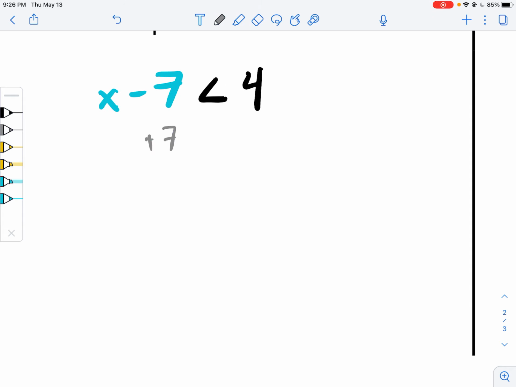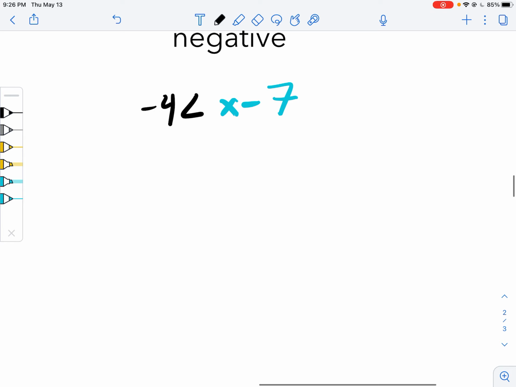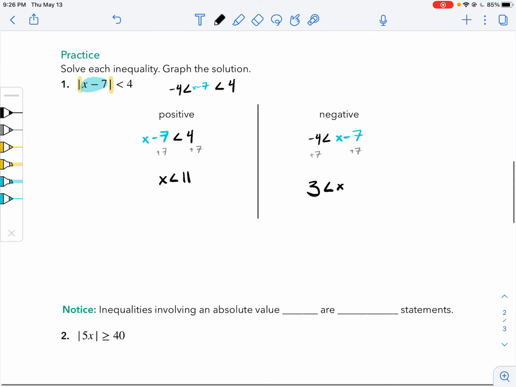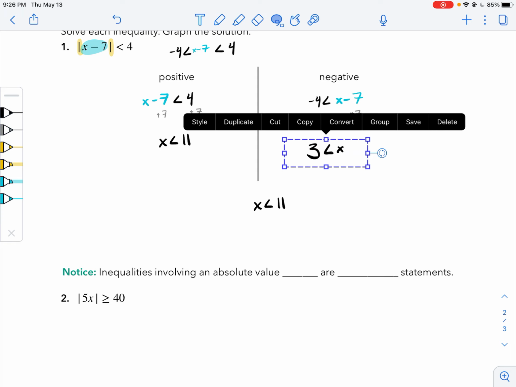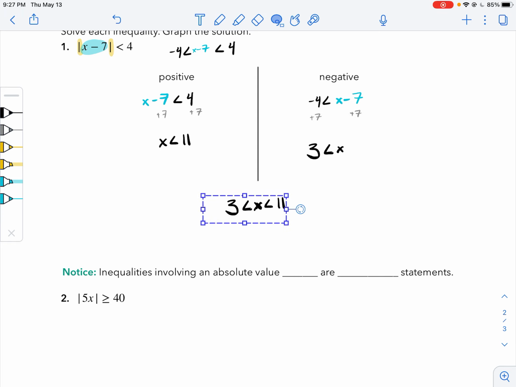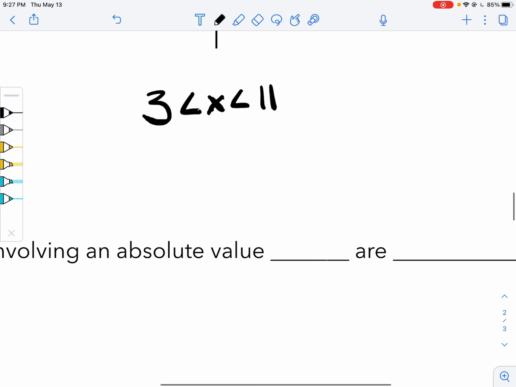We're going to add 7 to both sides. That gives us that x is less than 11. And also on this side, we're also going to add 7 to both sides, which gives us 3 is less than x. So there you have it. We're going to combine these two together. But remember, when we write inequalities, the symbols need to go the same way. Oh look, this gives us an AND statement.